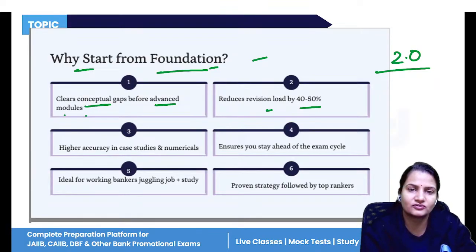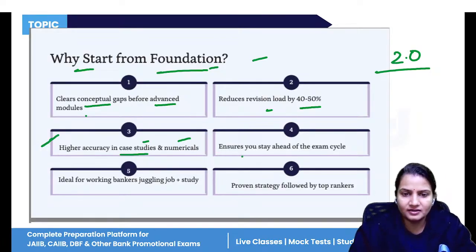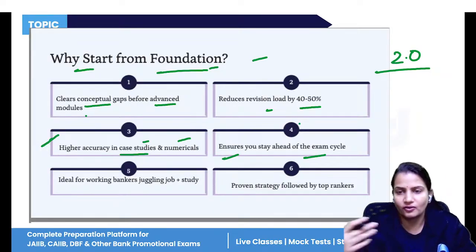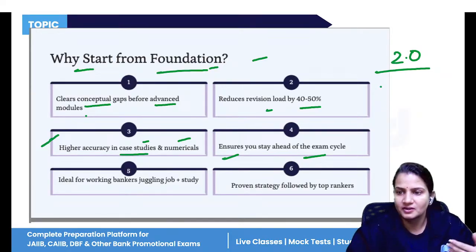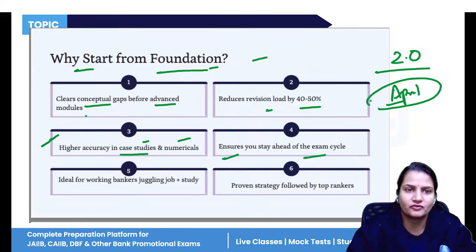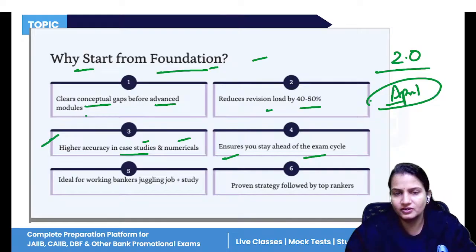Because you have understood all the basics in your foundation, it will help you solve the lengthy case studies and the numerical questions asked in your exam. And you will also ensure that you are always ahead of the exam cycle. If your exam is in June, July, then you have completed all your syllabus before that, in April only. Now you only want to do the revision. The more revision you do, the more benefit you will get.